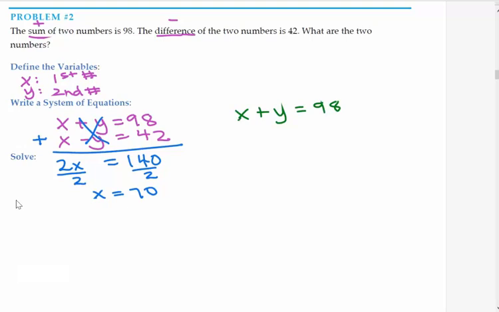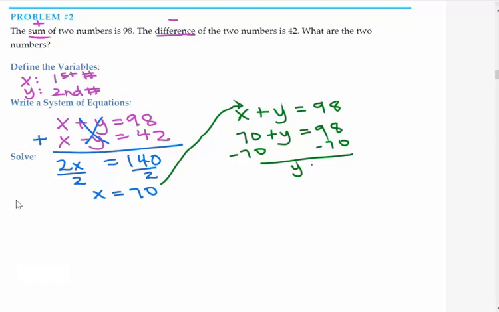All right, so that's the equation I'm choosing to use. And then I'm going to put 70 in place of my x here. So I'm going to have 70 plus y equals 98. So I just need to subtract 70 over, and then I get y equals 28. All right, so 70 is my first number, and 28 is my second number.